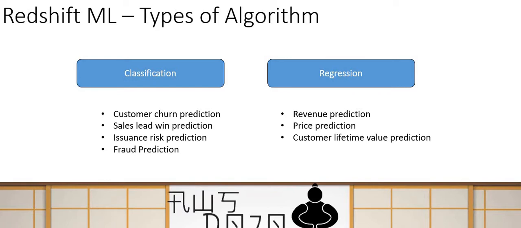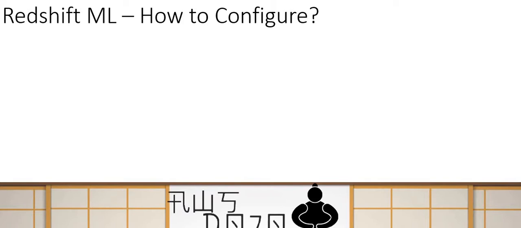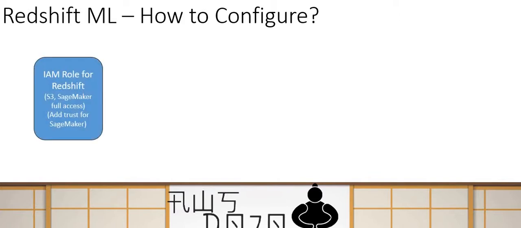Okay, moving on. How do we configure Redshift ML? Again, it's pretty straightforward, very simple. I'm going to show you, I'm going to do it for you. The first step is that you launch an IAM role for Redshift, and this IAM role should trust both Redshift and SageMaker, and it should have S3 and SageMaker full access. So you need to create an IAM role like this.